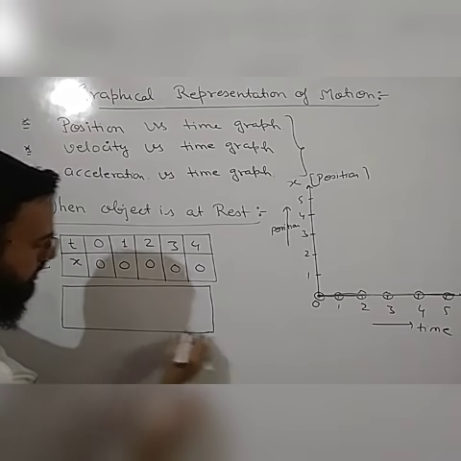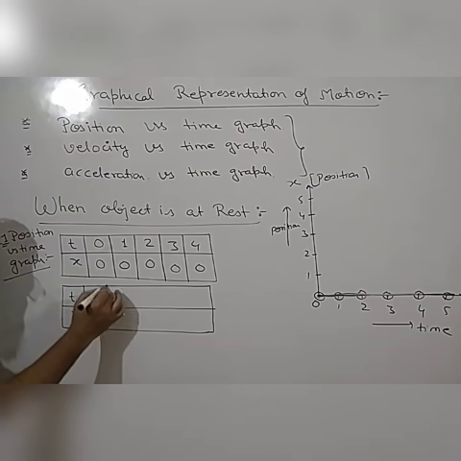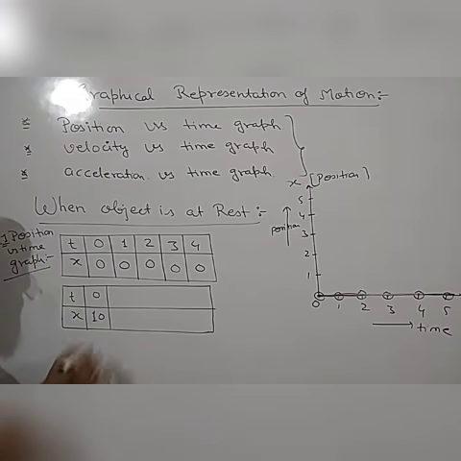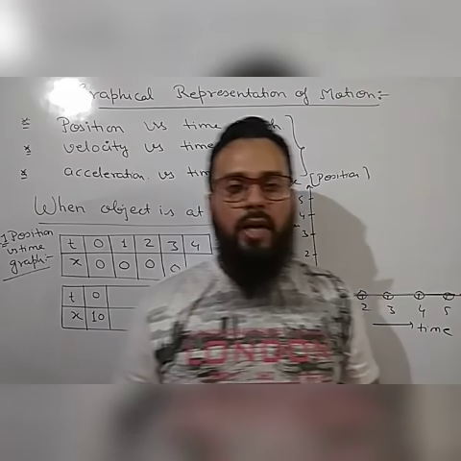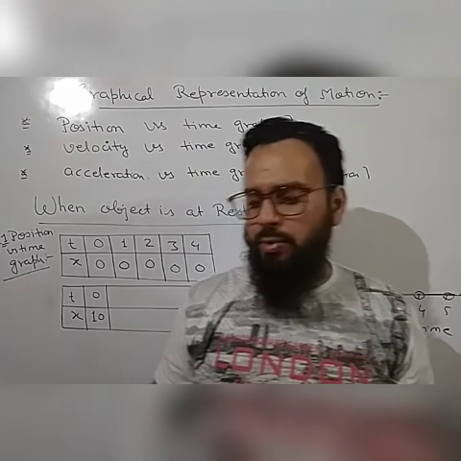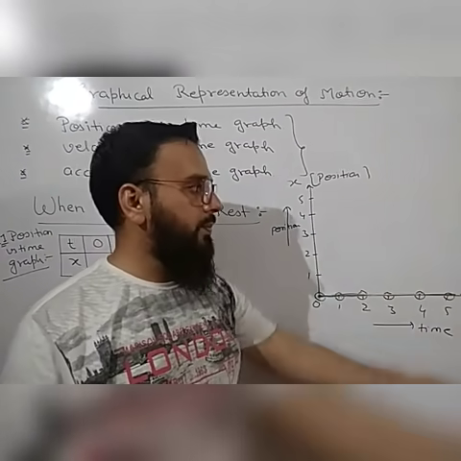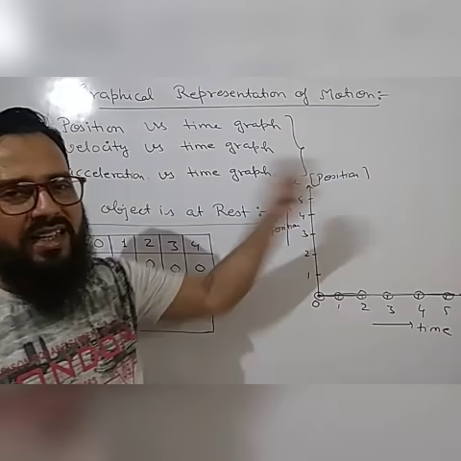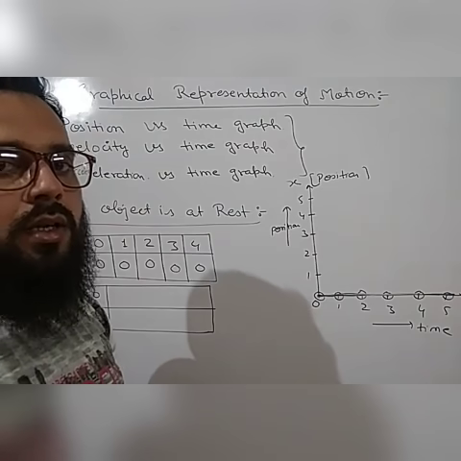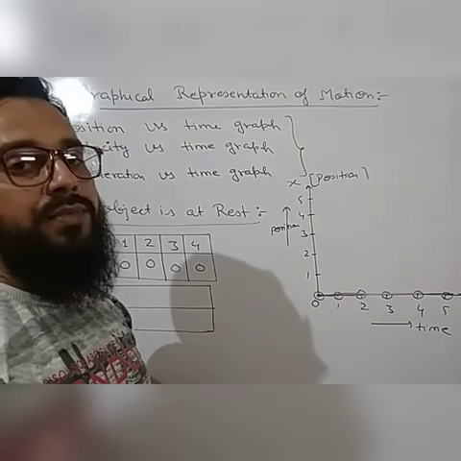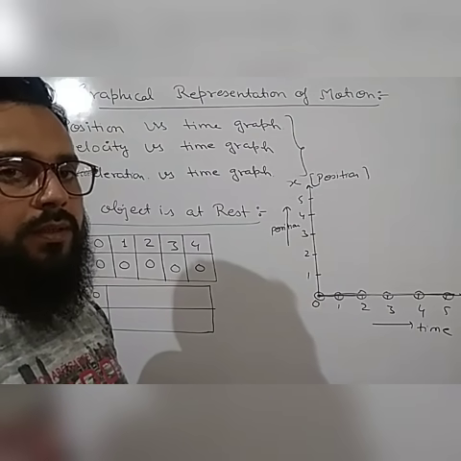Suppose at t is equal to 0, the position of an object was 10 meter. Suppose I was standing here and I move up to this point. Suppose this board is my reference frame. From this board I am standing at a distance of 10 meter, and I am considering this board as the frame of reference.